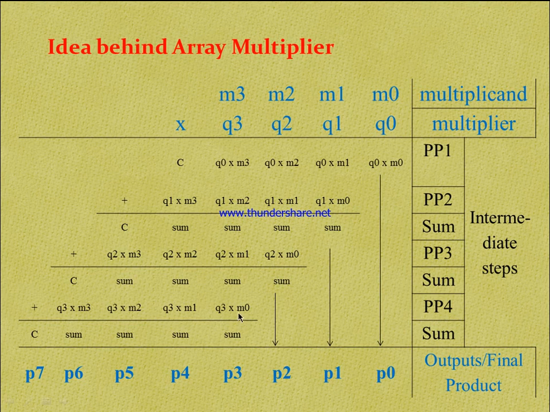Once I get this one, again I have to add it. That means this sum comes here, this sum is added with this partial product, this sum is added with this partial product. Similarly all the additions take place and we will get the sums and the carry if any. So this carry now comes to the result, this sum comes to the result, this sum comes to the result. In this way I will get the final product, the P0 to P7 is the result.